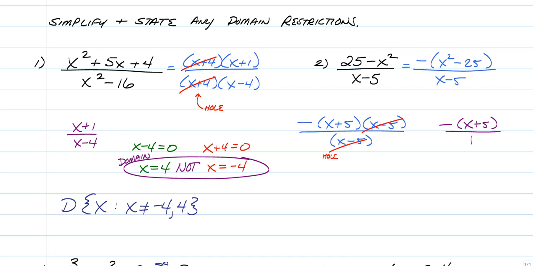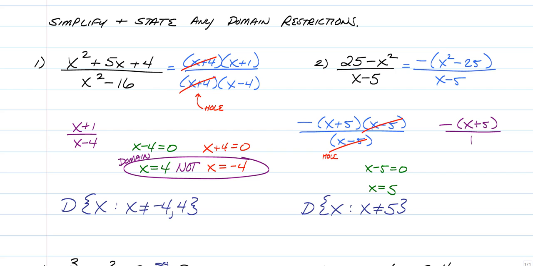The only thing we have is a hole that canceled. So if we were to set x minus 5 equal to 0, we would get x is equal to 5, which is our domain restriction. And then we would just write our answer that our domain can be any x value except x is not allowed to equal 5 because that would create a hole in that function. Okay? So that is what simplifying and stating domain restrictions for rational expressions are.